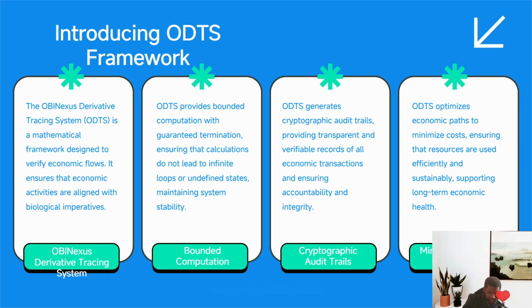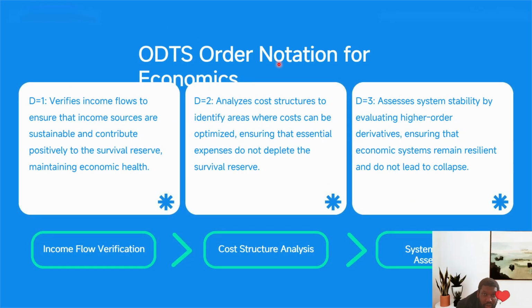Let me say, let's introduce the ODTS. Let's go next. So basically, derivative 1 verifies income flow. Basically, this is D equals 1, the first derivative. It verifies sustainable flow. You can use this, the first derivative, imagine the first change of the system with respect to time, to analyze the cost structure. In each stage you can use the space-time analogy, the money over time, the resources that you have at each interval, to minimize the cost.